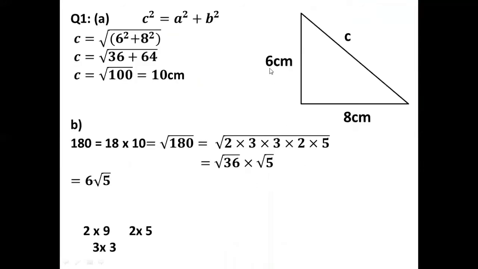Now here you have 6 centimeter and 8 centimeter. So you find the hypotenuse. First thing, you put c here. So a is 6 square plus 8 square. 6 squared is 36, 8 squared is 64, that is equal to 100. We remove the square from the c side, so we put the square root here, so that is equal to 10.